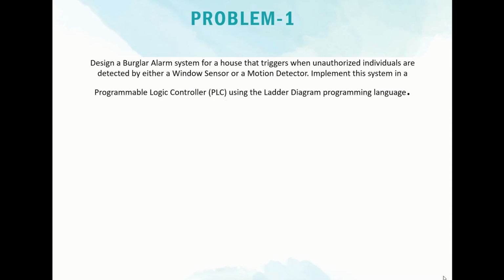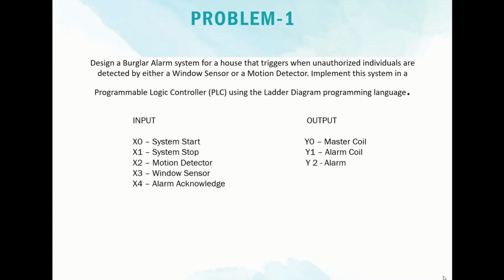So let's look at what inputs and outputs we should have. First is the system input, which is X0. It is the master control of the system, meaning when X0 is high, the whole system will be high. X1 is system stop, meaning when we put system stop high, it will deactivate the whole system. Third is the motion detector, which is a sensor. Fourth is the window sensor, and X4 is the alarm acknowledge.